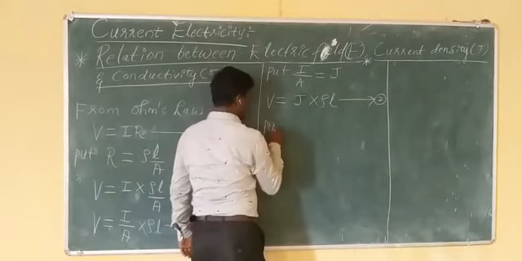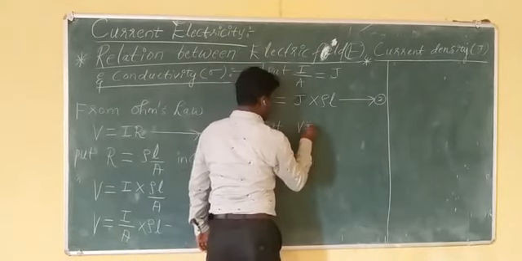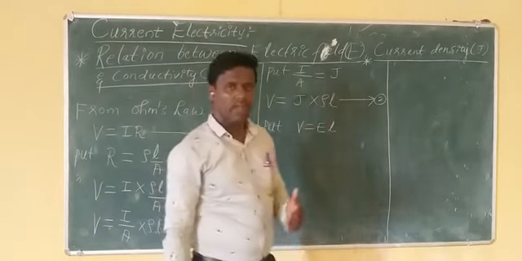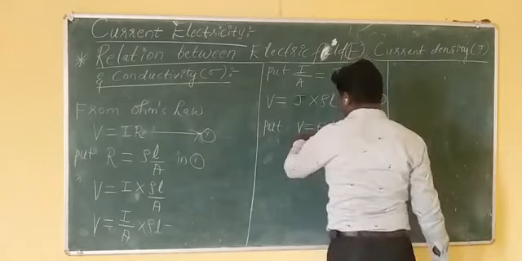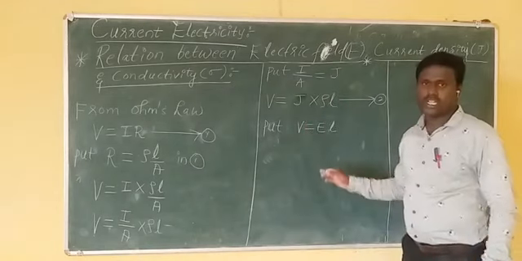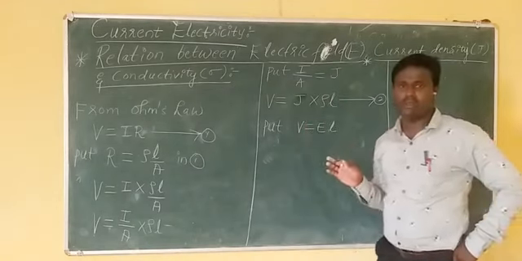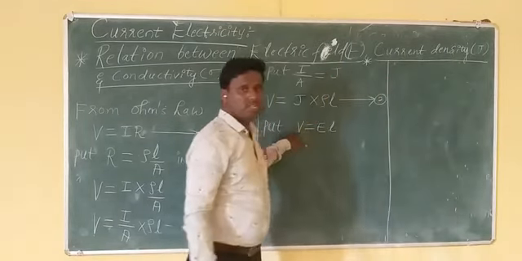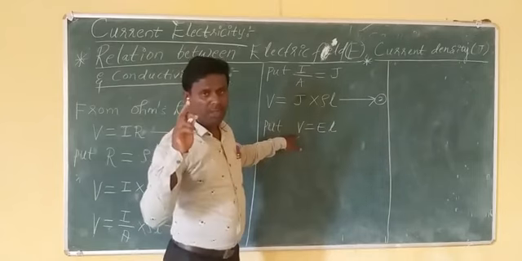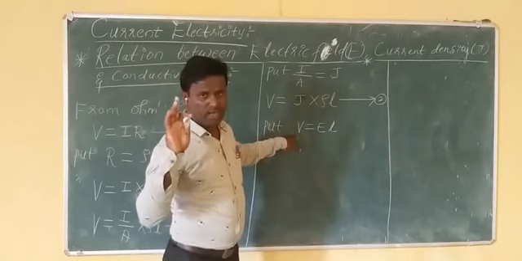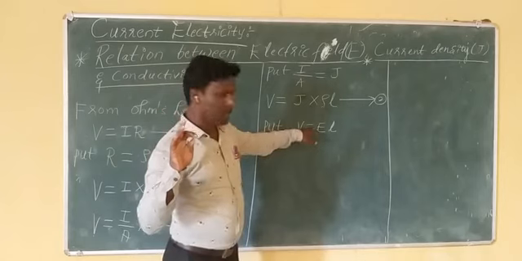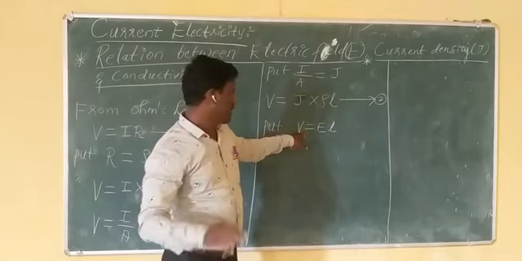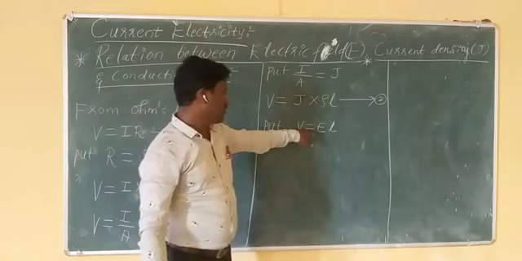Put V equals to E into L. I am taking the simplified formula of that relation. That relation is E equals to minus dV by dr. I am taking the positive value of that relation. So E equals to V by L. Minus positive value is not there. So V equals to EL.